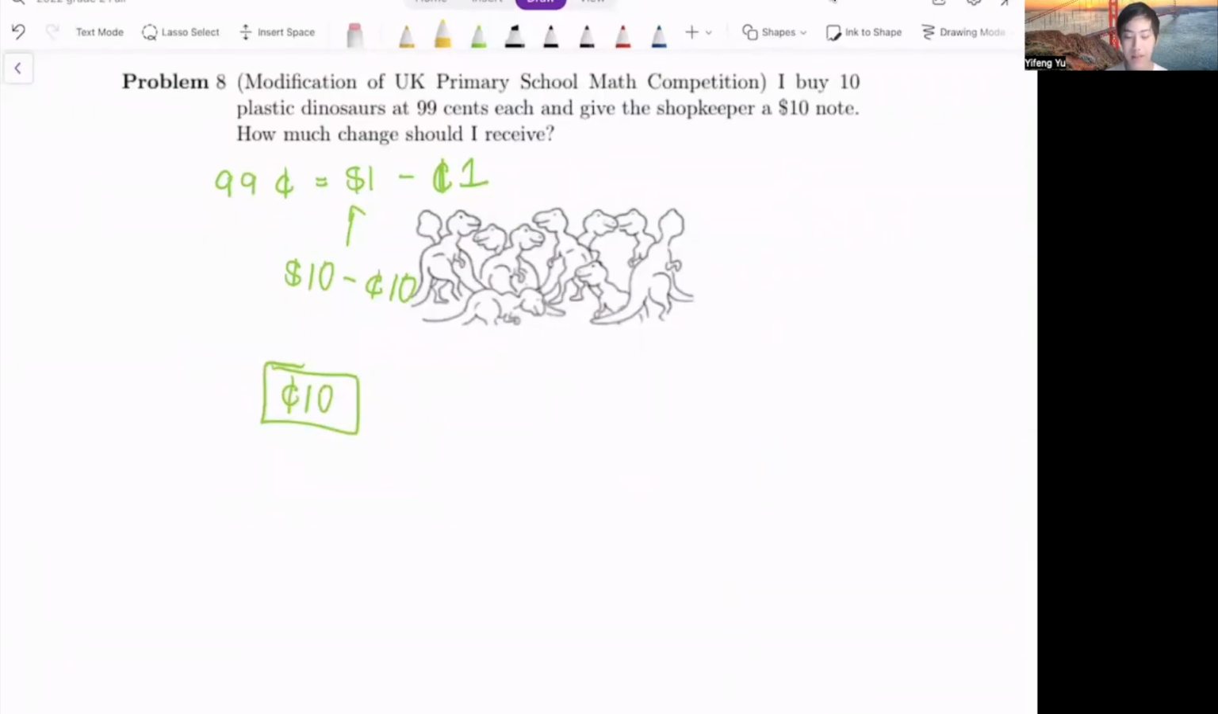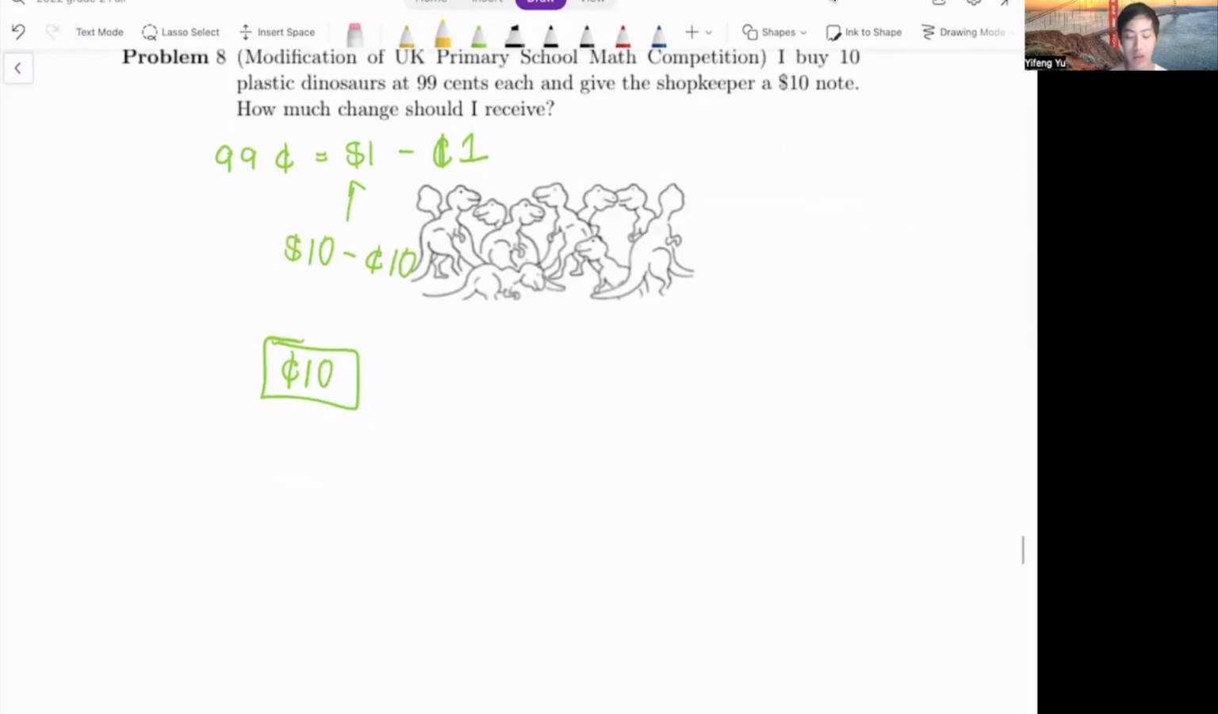Okay, this problem is 10 plastic dinosaurs, 99 cents each. That just costs $10 minus 10 cents. So the change is 10 cents. And that is it.